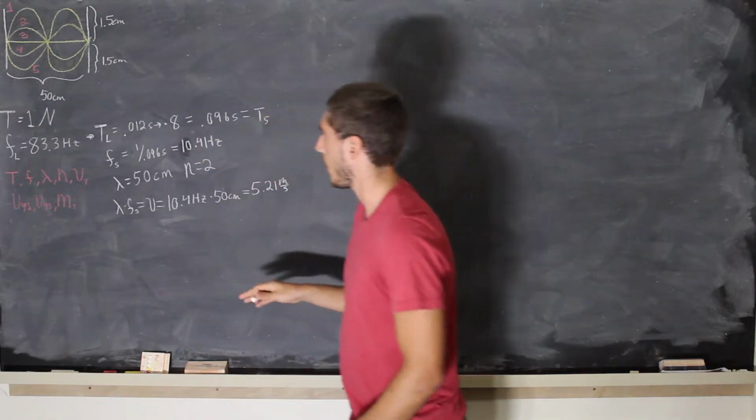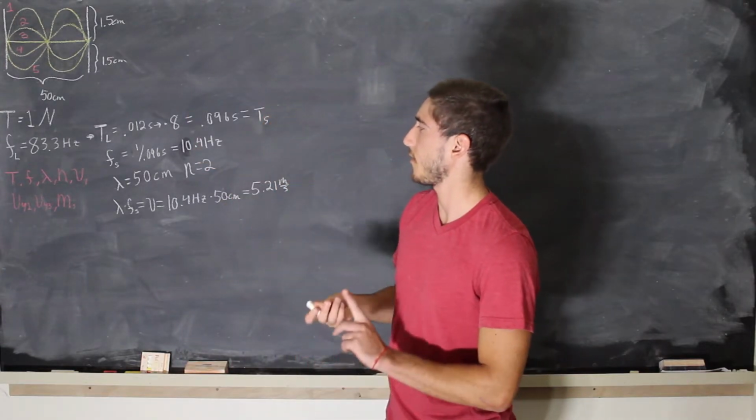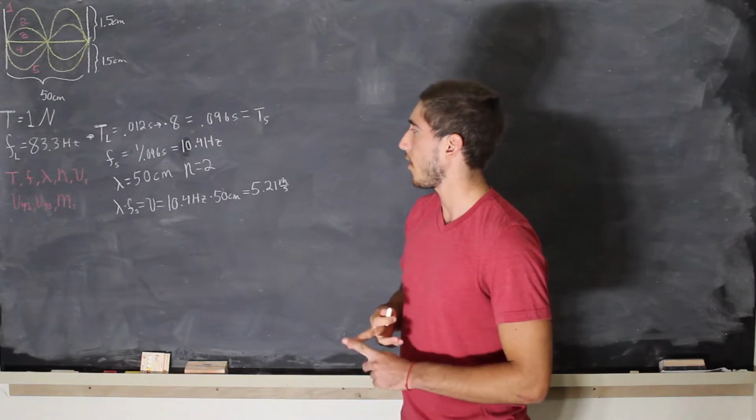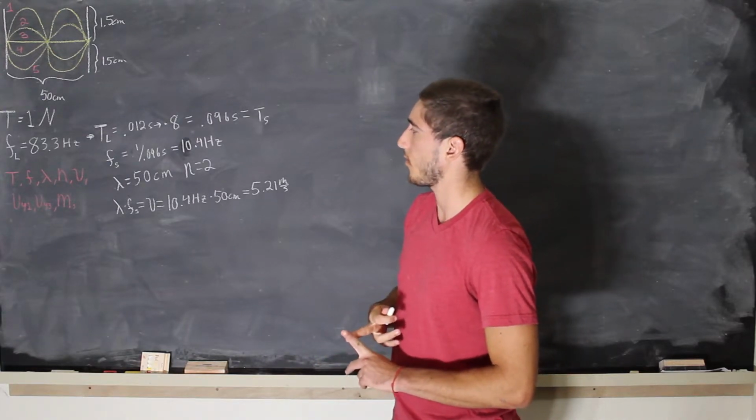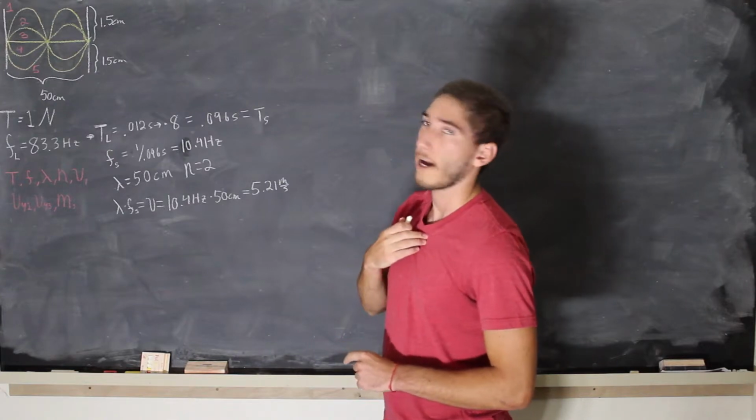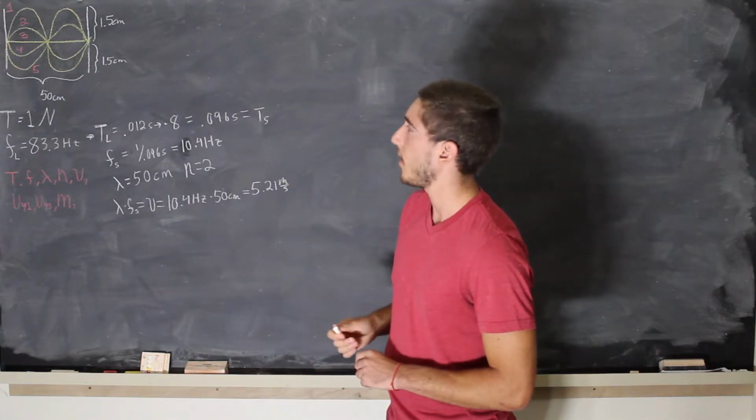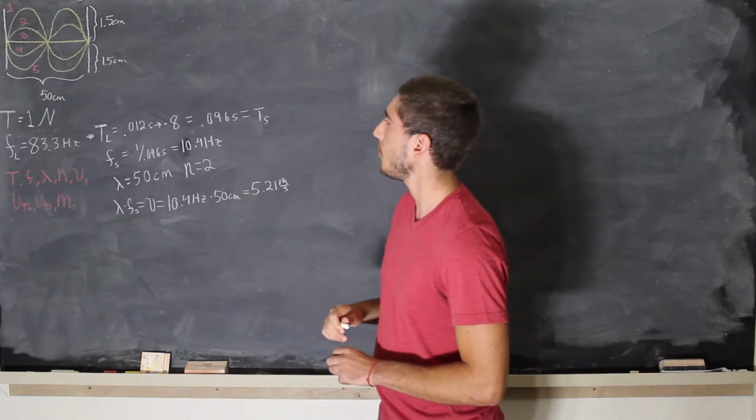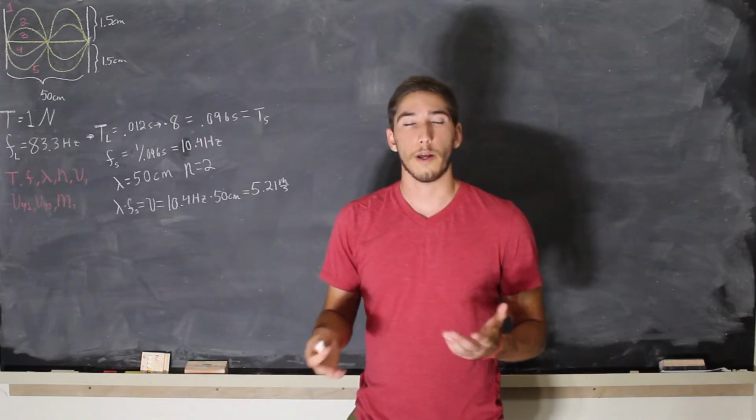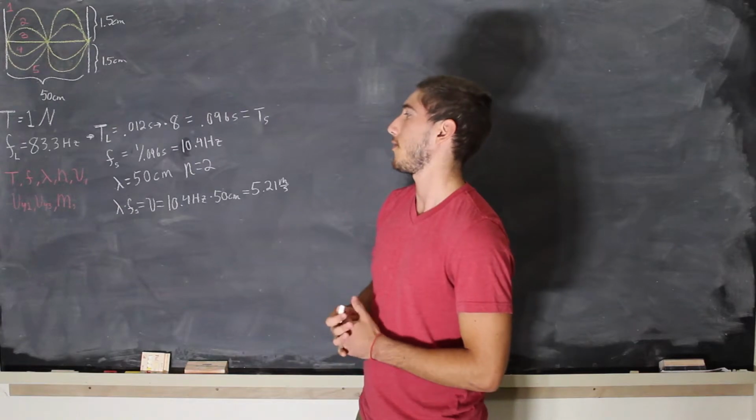Okay, so now we have the period, the frequency, the wavelength, the normal mode, and the propagation velocity. Now we want to find velocity in the y direction at the first interval, and also at the third interval. And in the concept video, we went over the derivation for v of y.